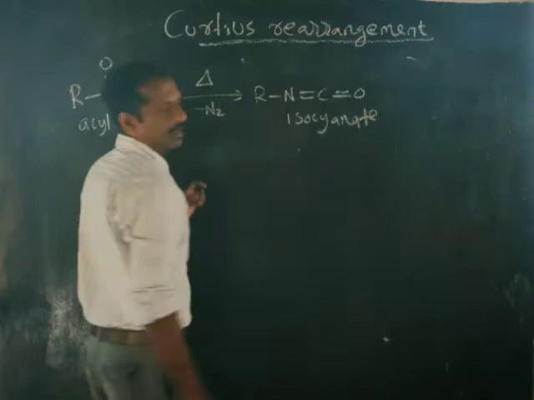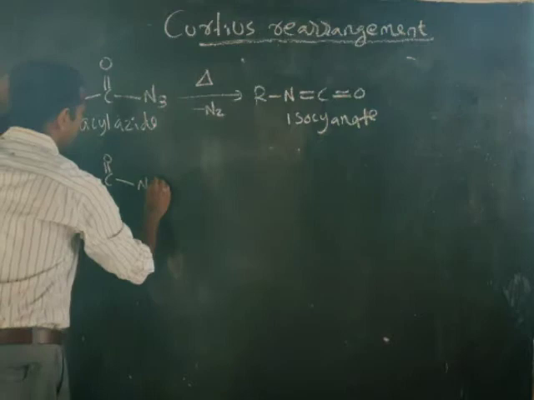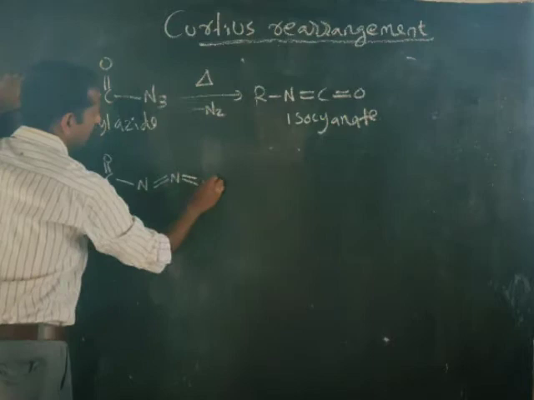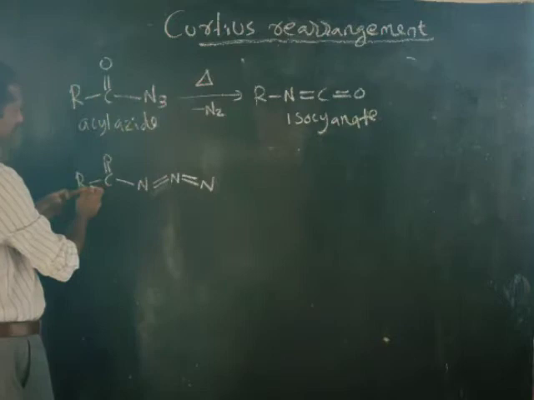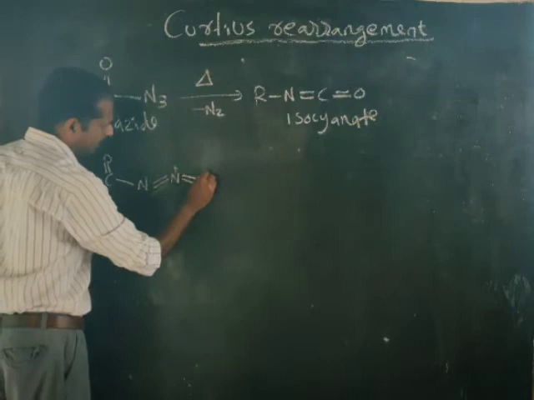Look here, R, C double bond O, N3. What is the actual structure of azide? N double bond N double bond N. R-CO-N3 can be written as R, C double bond O, N, double bond N, double bond N. Now you can see that this nitrogen is having four bonds. This is N plus and this one is N minus.